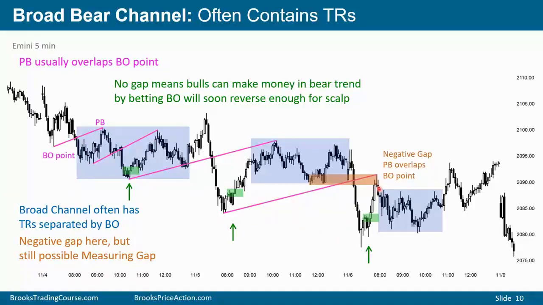Here we have a negative gap. We have a pullback, and it went above the breakout point. As long as the overlap is not too big, I still call it a negative gap, and it still sometimes leads to a measured move down.